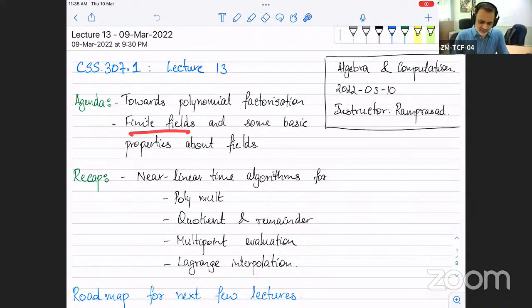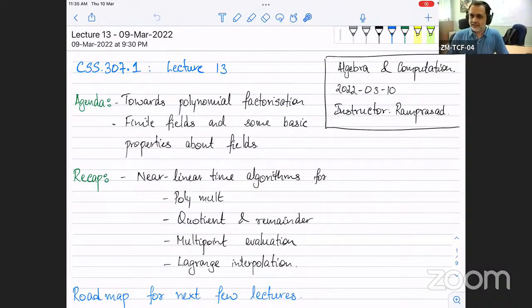And so therefore, we will need finite fields and a whole bunch of basic properties about fields. That's what I'm going to slowly try and tell you today, and we'll build towards a factorization algorithm in the next few lectures. So this is going to be a sort of a marathon, which we will take slowly.